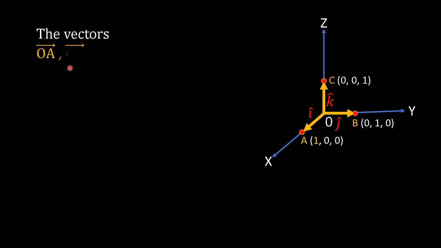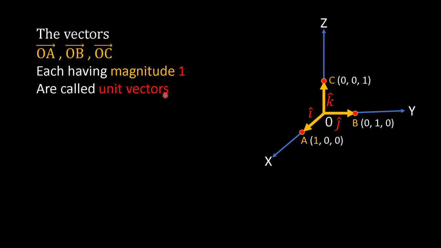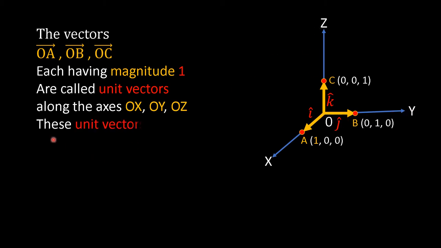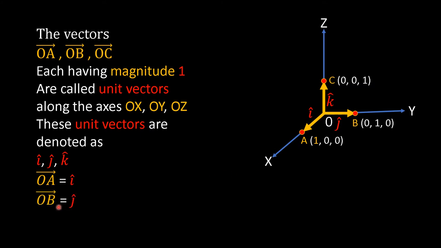The vectors OA bar, OB bar, and OC bar, each having magnitude 1, are called unit vectors along the axes OX, OY and OZ. These unit vectors are denoted as i cap, j cap and k cap, so that OA bar will be i cap, OB bar will be j cap and OC bar will be k cap.